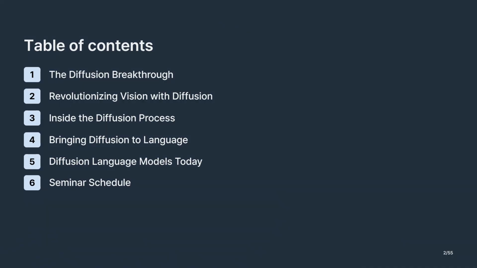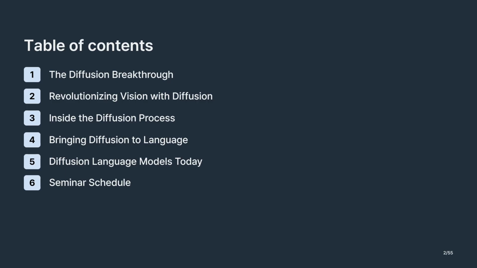Let me first give you a quick overview of what we will be covering throughout this seminar. This seminar is divided into 6 main parts. We will begin with the big picture, what we call the diffusion breakthrough. This part looks at how diffusion models differ from traditional generation methods like autoregressive models, and why they are gaining so much traction. Then we'll move into the vision domain, where diffusion has made its biggest impact so far. In that section, we'll look at how these models are used for generating images, editing, and even video synthesis.